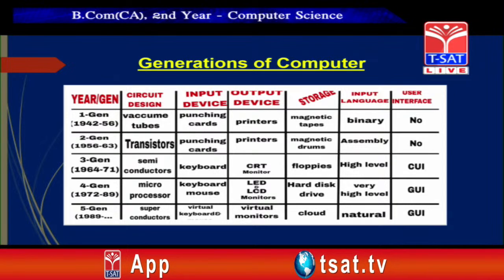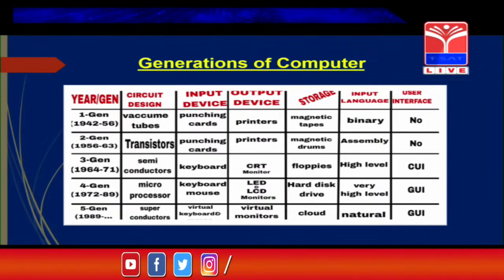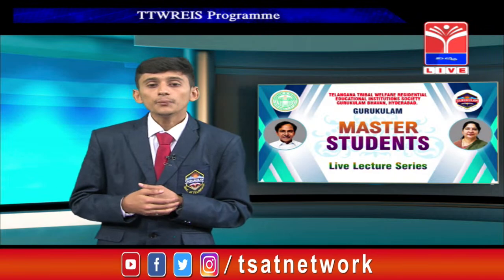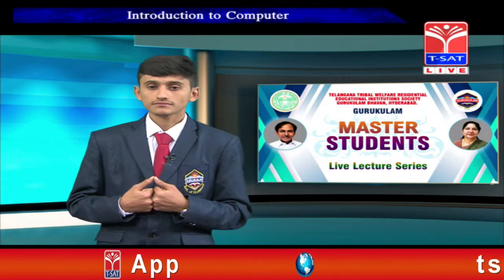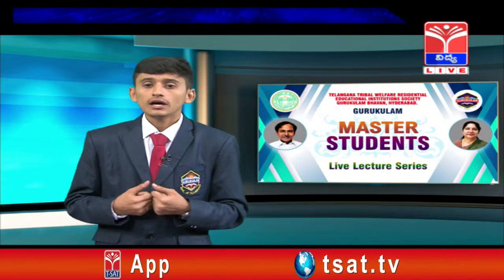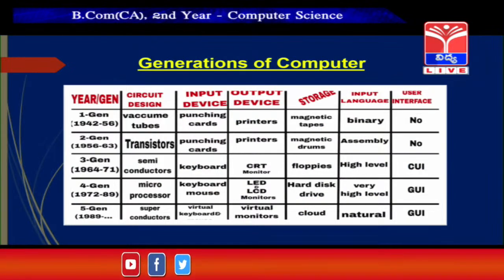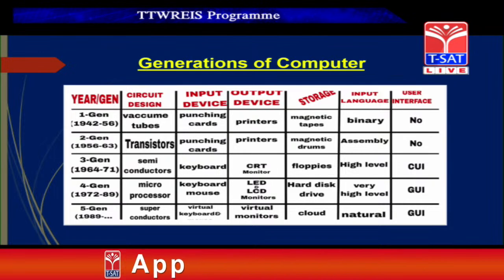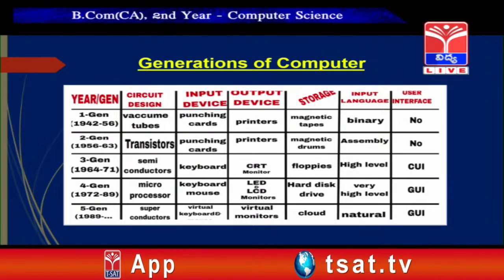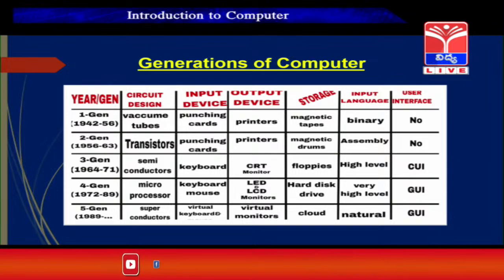Yeah, of course. Next, punching cards. Punching cards are used as input devices in the second generation computer, and printers are used as output devices. And magnetic drums, friends, are used as storage in the second generation computer, and assembly language is used as input language. Again, there is no user interface in second generation computer, and so assembly language can be called an intermediate language.